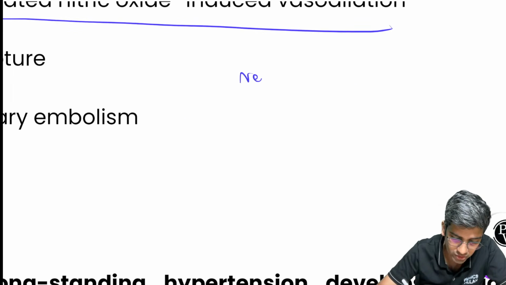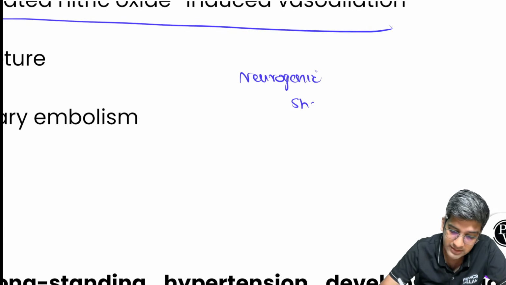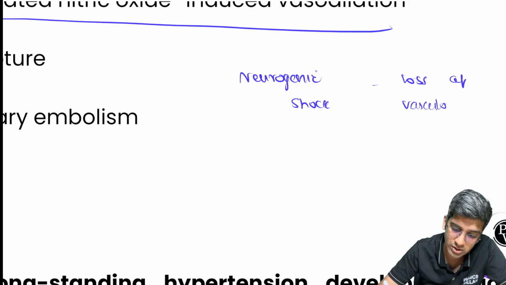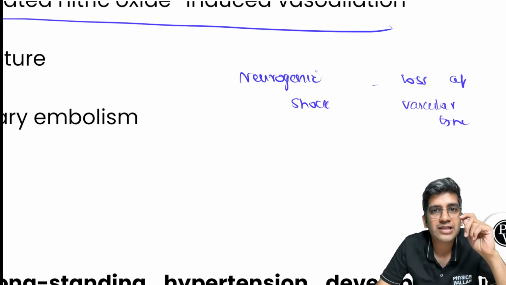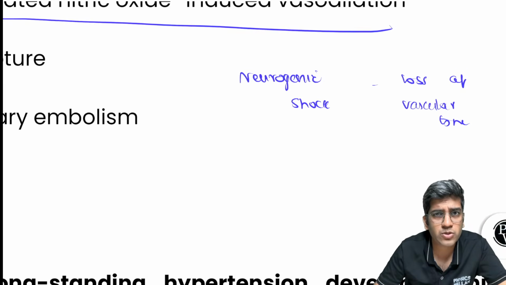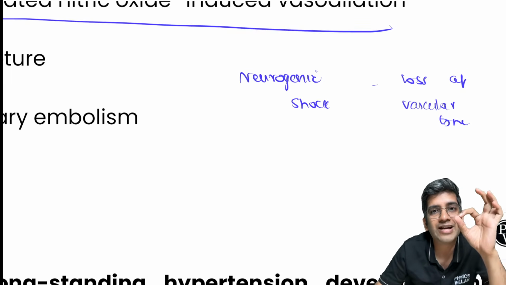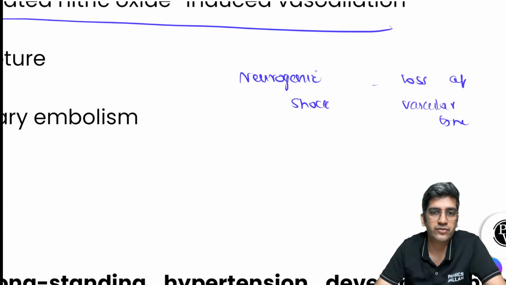If the same question is on neurogenic shock, the answer should be loss of vascular tone. When there's a neurogenic shock, like a spinal cord injury, I'll not have sympathetic parasympathetic stimulation. So when I don't have that stimulation, I'll end up losing the vascular tone. I need the vessels to be like this, right? It will be lost. So it will be dilated.